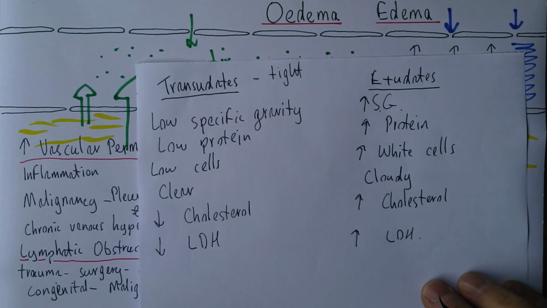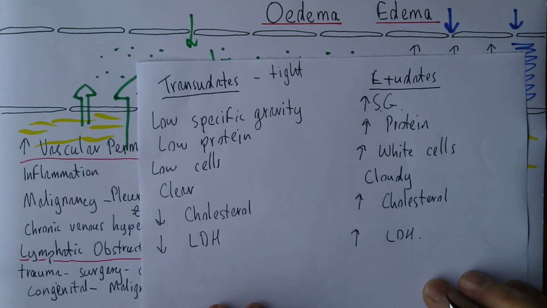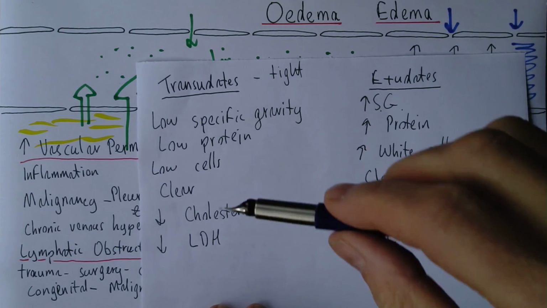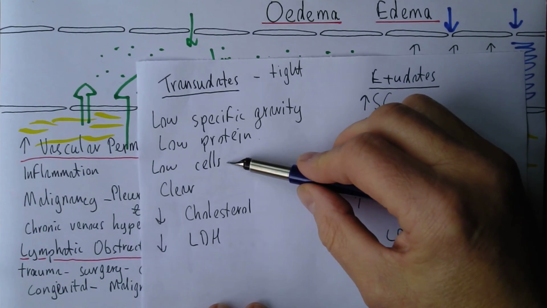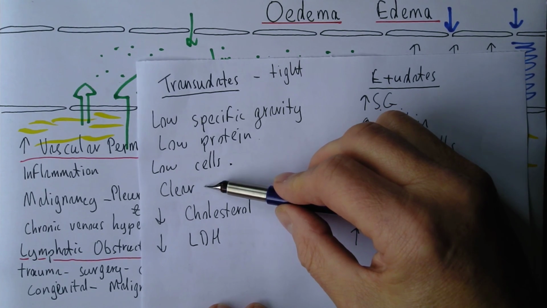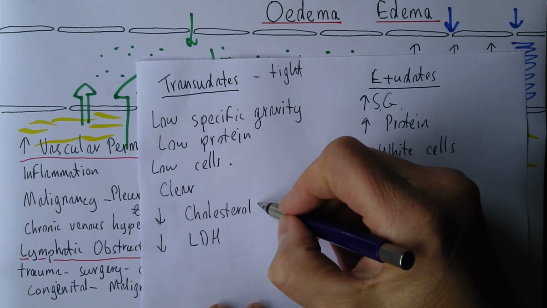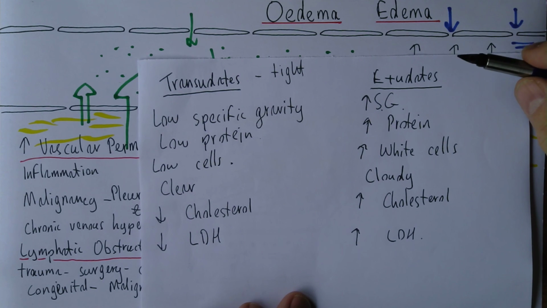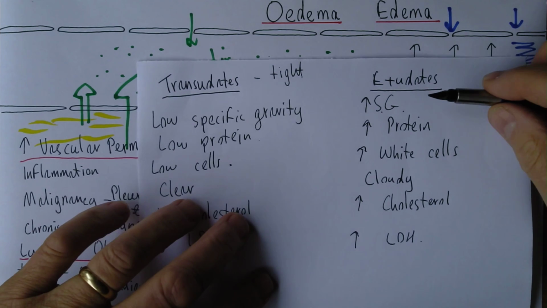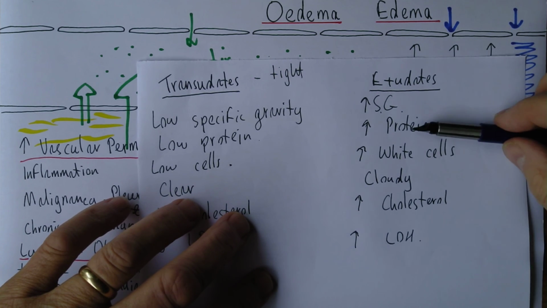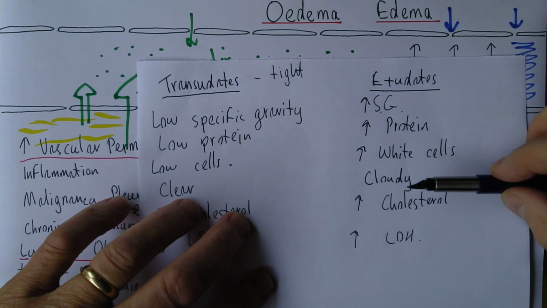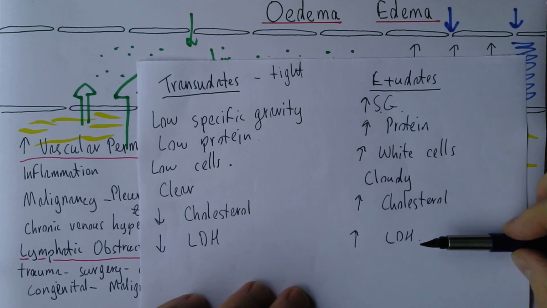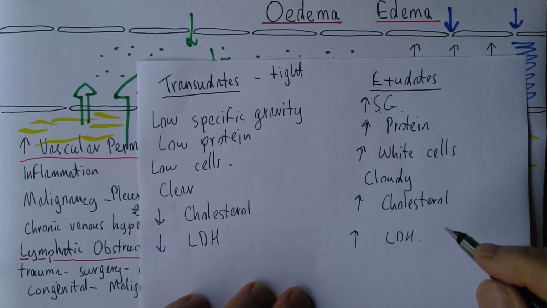So we can see these differences between the transudates with the tight junctions with the vessels intact. Low specific gravity because the proteins are kept in, the white cells are kept in. That means it's fairly clear, and other chemical components of the blood are kept in. Whereas with the exudates, because we have the increased vascular permeability usually, increased specific gravity because there's more protein, there's more white cells, that can make it cloudy, and other components of the blood can escape. Plus this is sort of a localized inflammatory marker, the LDH.